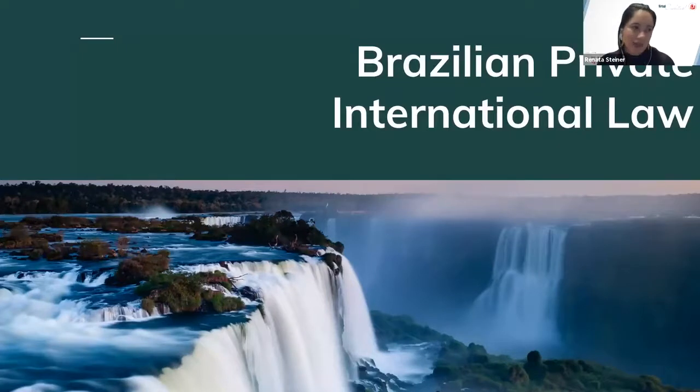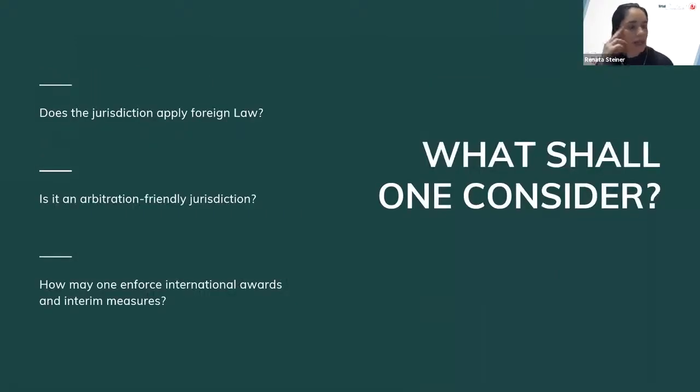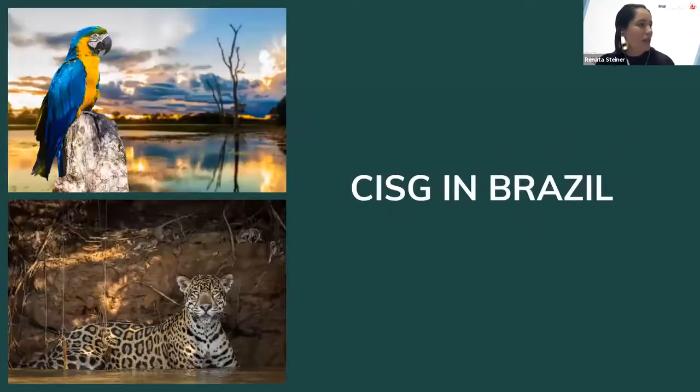As for Brazil being a place of arbitration and of a jurisdiction chosen by the parties, I would not enter into this discussion, since Sherling will lead us further, but just to point out three questions that are usually asked by players. Does the jurisdiction apply foreign law? That would be yes in Brazil. Is it an arbitration-friendly jurisdiction? I would say yes for Brazil as well. And how may one enforce international awards and interim measures? Brazil is a party to the New York Convention. As for interim measures, we are not that friendly, but yes, we also apply interim measures, though that sometimes takes a long path.